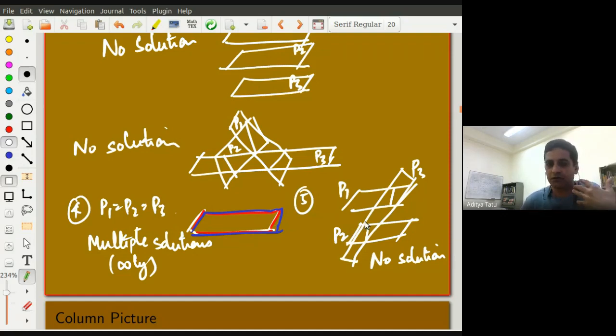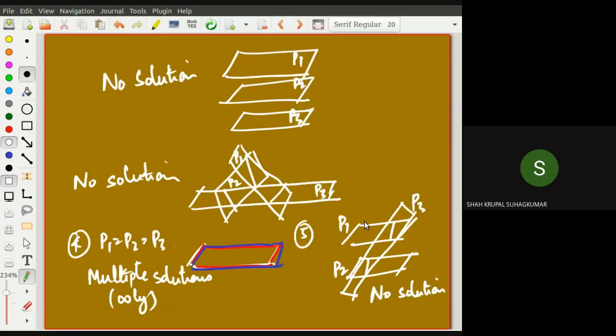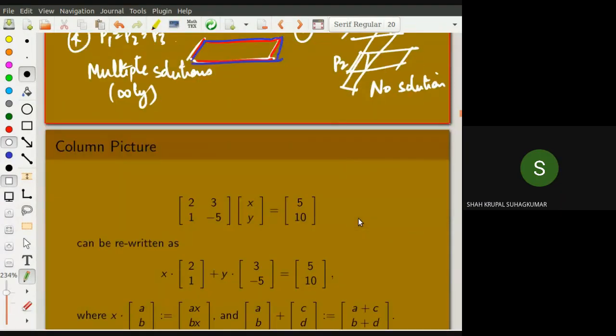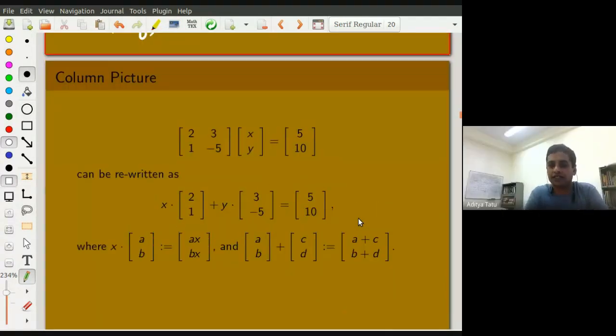Okay, are you all already familiar with all of this? Yes, sir. Then let's move on to another interpretation of linear systems of equations, and let's start with a 2 by 2 system.